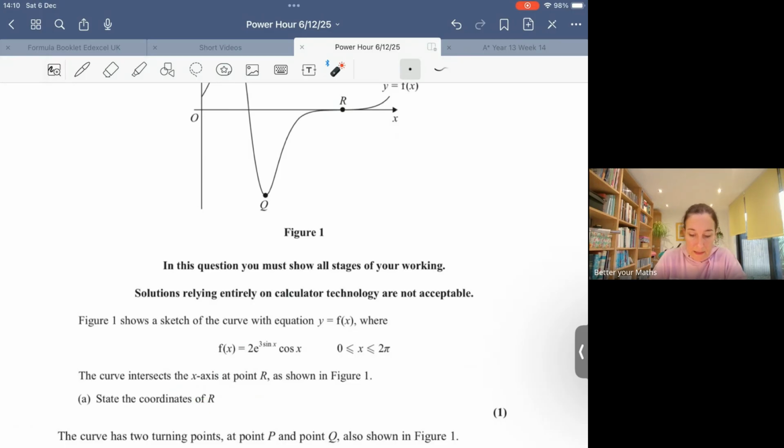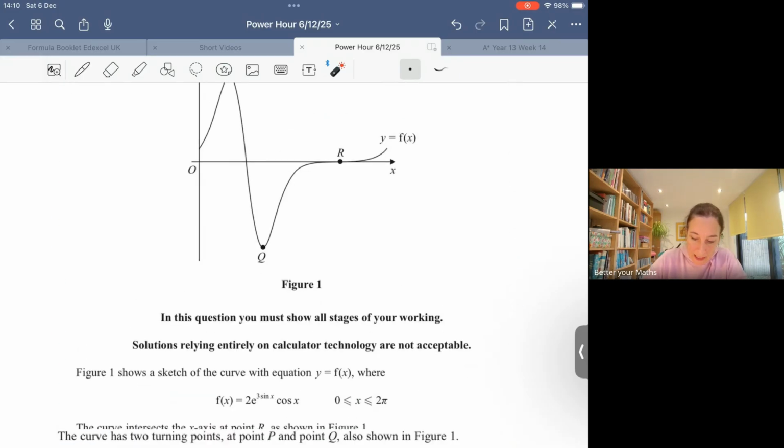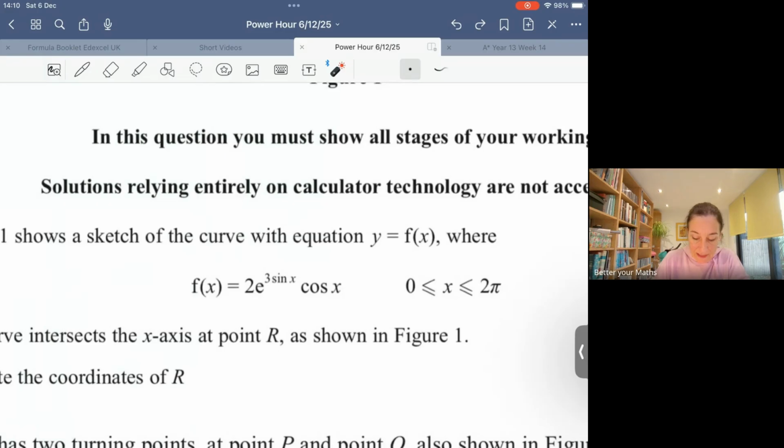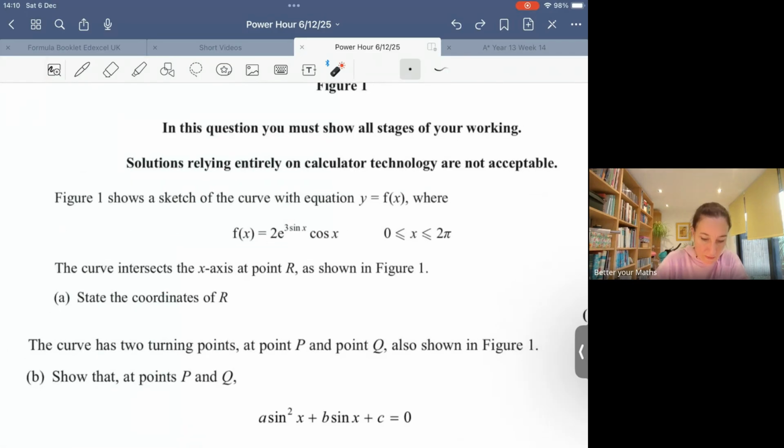Coordinates of R is just the root. So I'm going to make my function equal to 0. Can we all make the function equal to 0? So this is the function, and this must be equal to 0. We are working in radians. Just when they give you the interval in terms of pi, we are going to work in radians. If you use the calculator, your calculator must be in radians. If we were adding 180 degrees, we are going to add pi instead. So remember, we are working in radians.